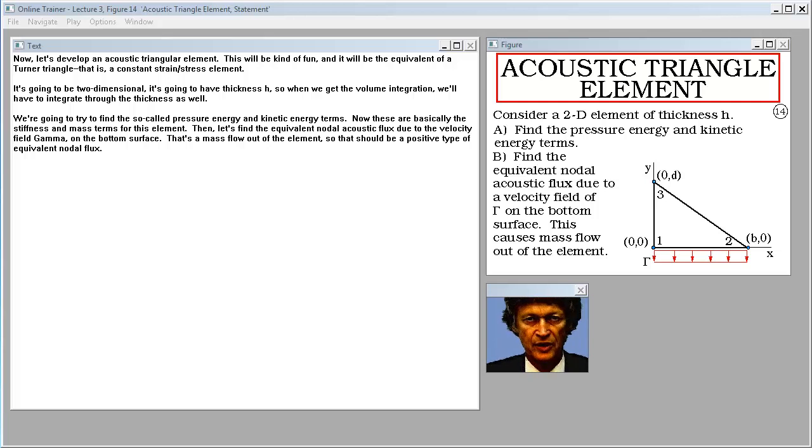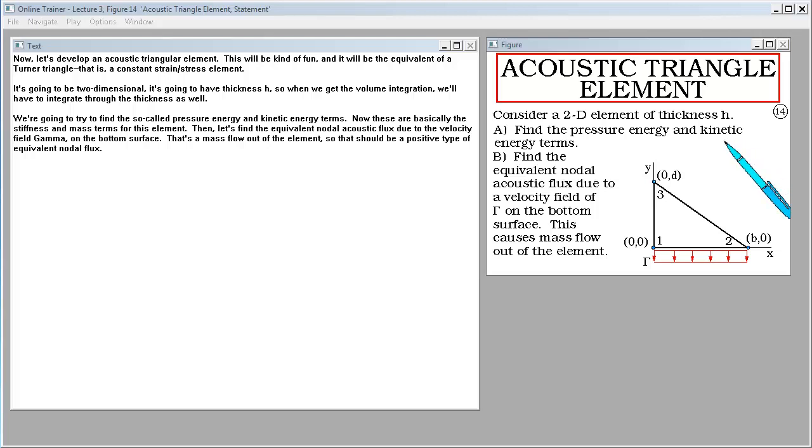Now let's develop an acoustic triangular element. This will be kind of fun, and it will be the equivalent of a Turner triangle, that is, a constant strain stress element. It's going to be two-dimensional. It's going to have thickness h, so that when we get to volume integration, we'll have to integrate through the thickness as well. And we're going to try to find the so-called pressure energy and the kinetic energy terms. Now, these are basically the stiffness and the mass terms for this element. And then let's find the equivalent nodal acoustic flux due to the velocity field capital gamma on the bottom surface, and that's a mass flow out of the element. So that should be a positive type of equivalent nodal flux.